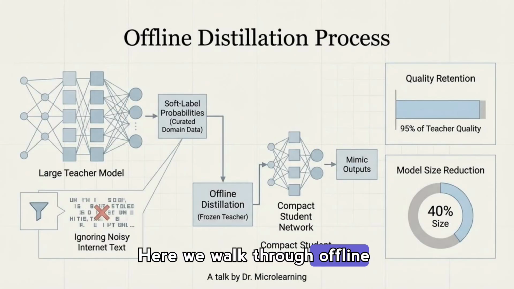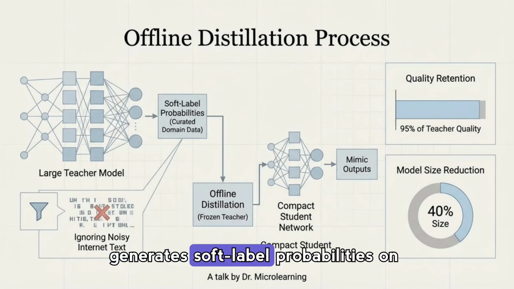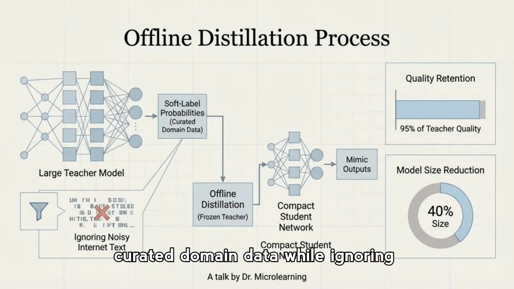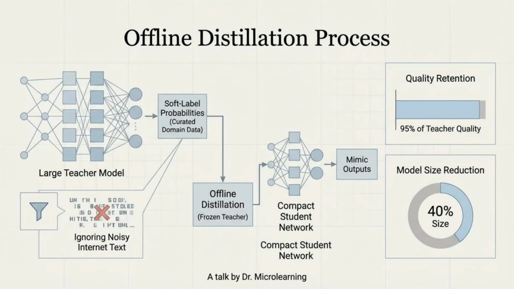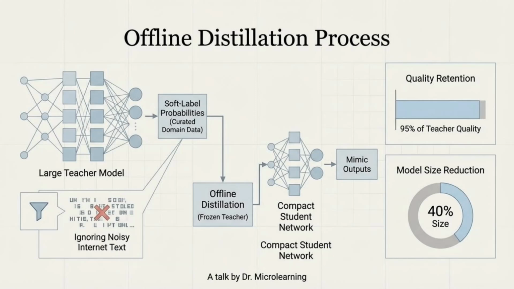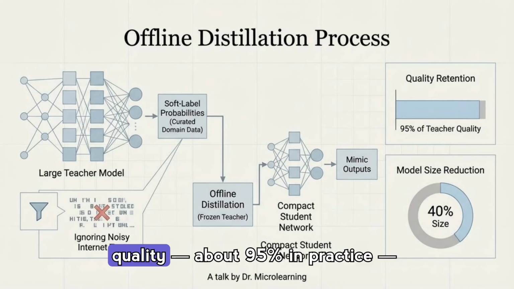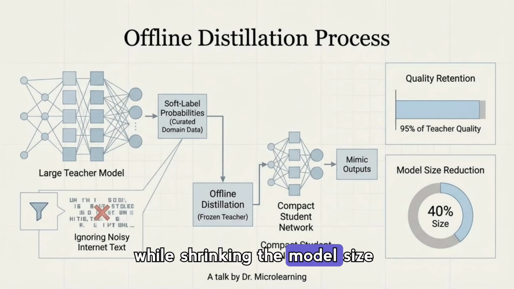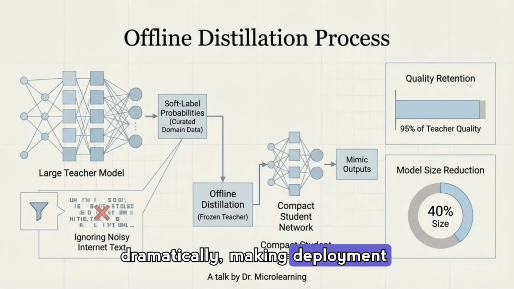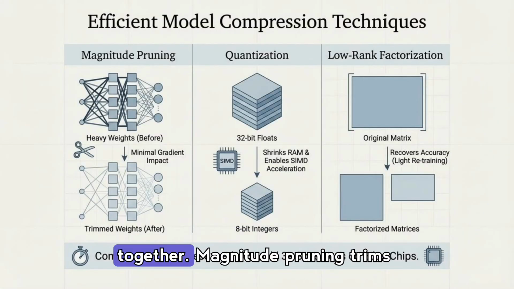Here we walk through offline distillation. A large teacher model generates soft-label probabilities on curated domain data while ignoring noisy web text. Then a frozen teacher guides a compact student network to mimic outputs. The result keeps most of the teacher's quality, about 95% in practice, while shrinking the model size dramatically, making deployment practical on constrained hardware.